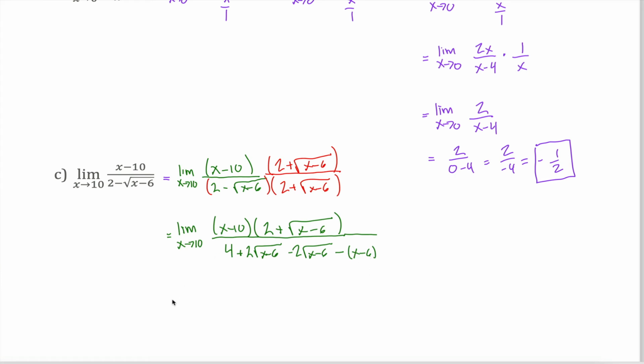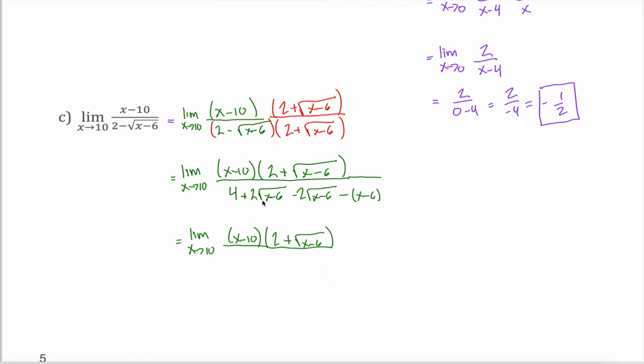I claim this cleans up, and it doesn't look that much cleaner, but it really is. And we'll see that if we combine some like terms. Up on the top, I'm going to leave things alone. I got x minus 10 times 2 plus the square root of x minus 6. Down in the bottom, I got positive 2 square root of x minus 6 and negative 2 square root of x minus 6, so those two terms cancel out.